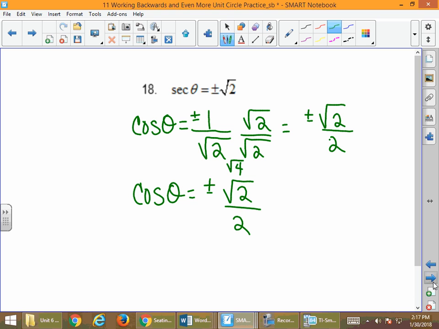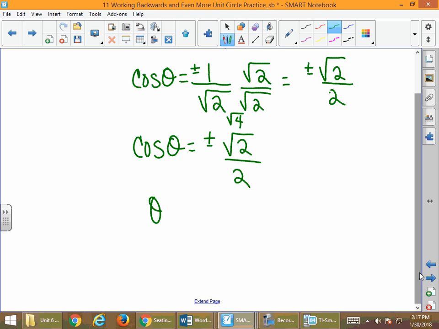If we fold in our middle finger, we've got 2 fingers above our middle finger. So what angle is represented by our middle finger? And that angle is going to be pi over 4. In this particular problem, we want to list both positive and negative values, because we have positive square root of 2 over 2 and we have negative square root of 2 over 2. So we want to find all 4 quadrants.